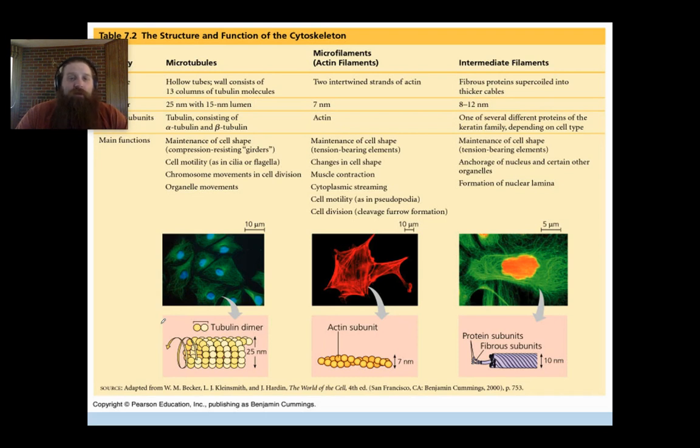Okay, so this is like a tension-bearing element. This is something that can move back and forth. It can contract. It can help the cell move. And then the intermediate filaments, okay, they are important for maintaining the cell shape. Okay, just like actin, they can bear some tension, but they're also important for anchoring things.